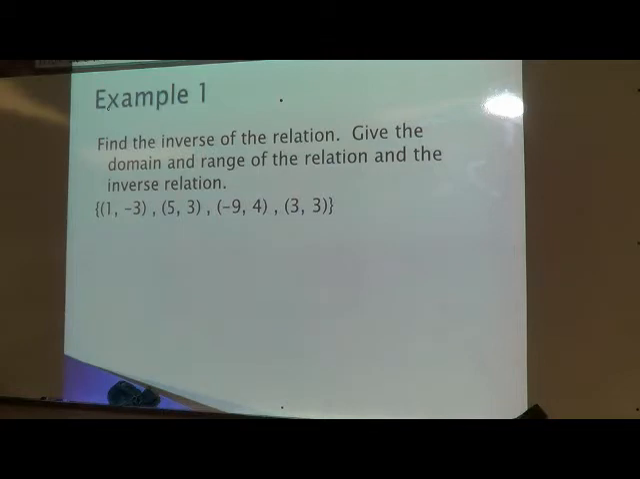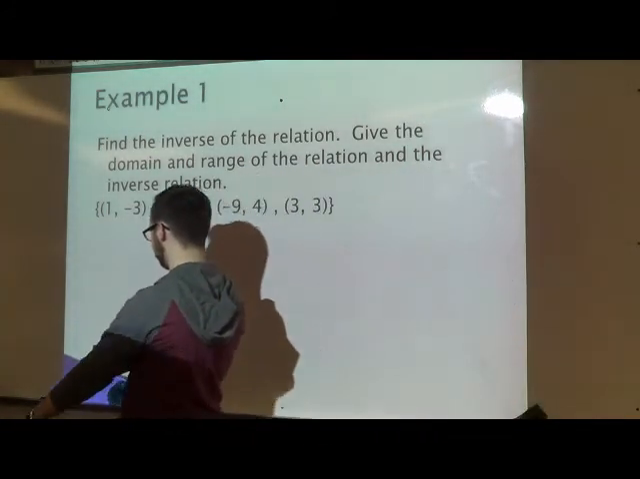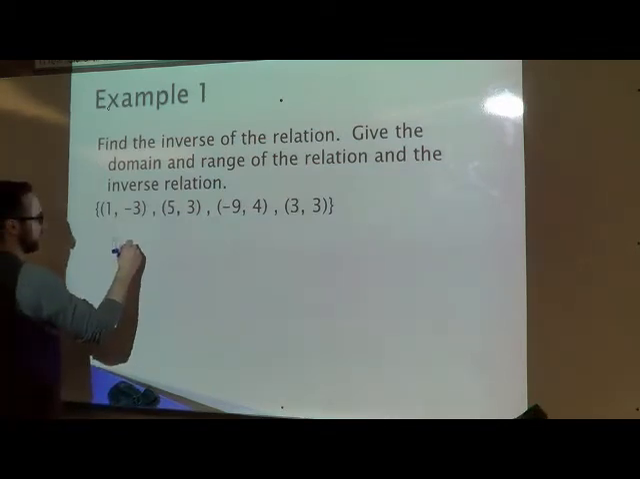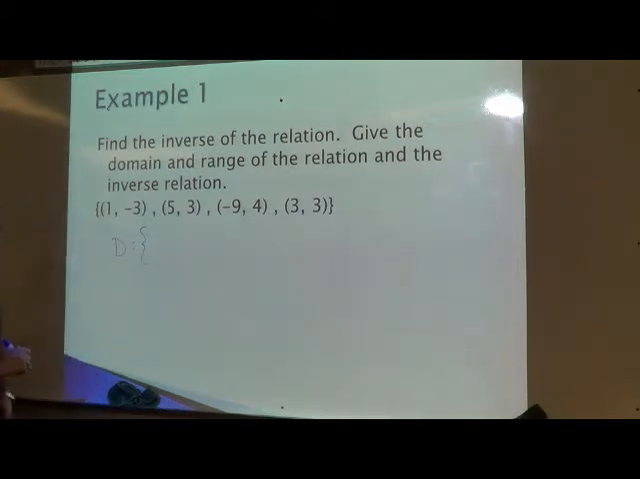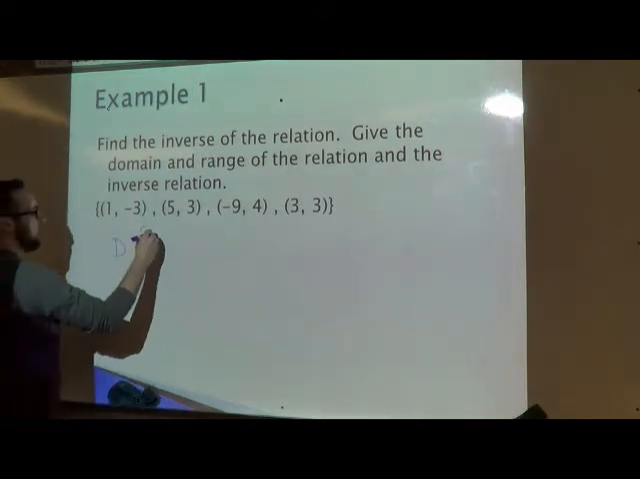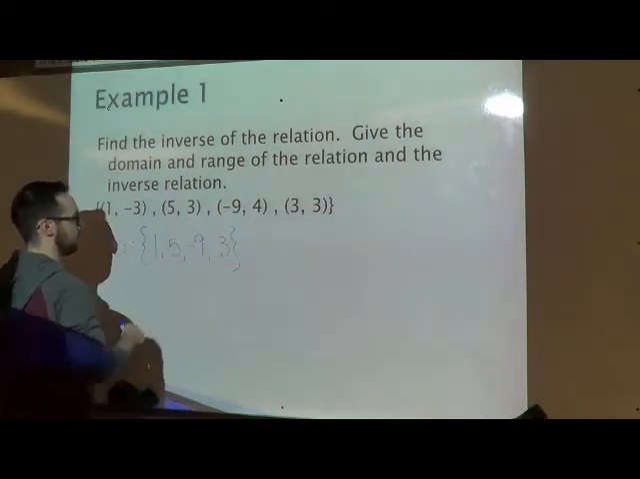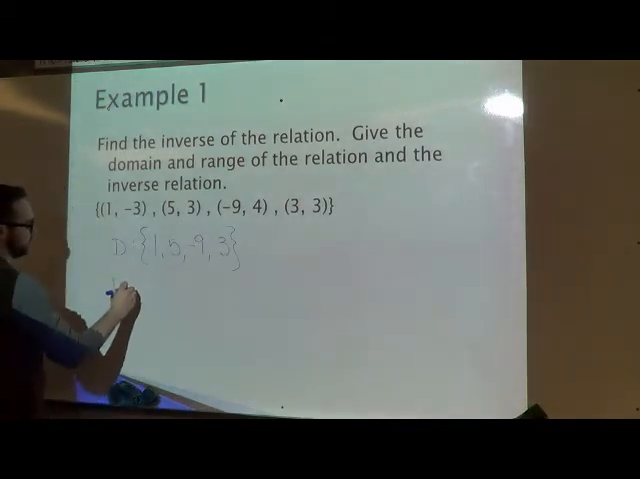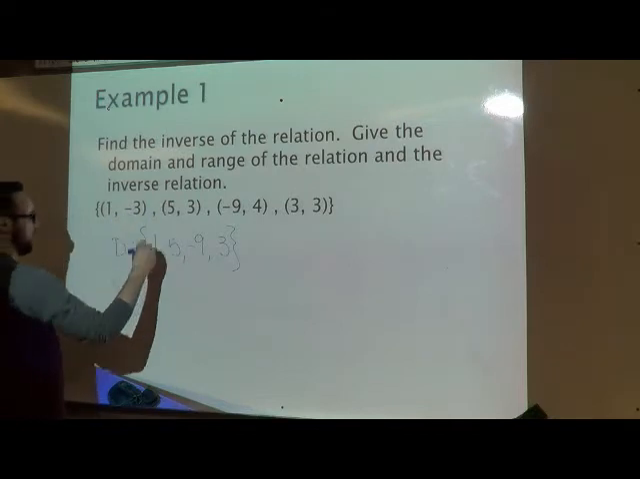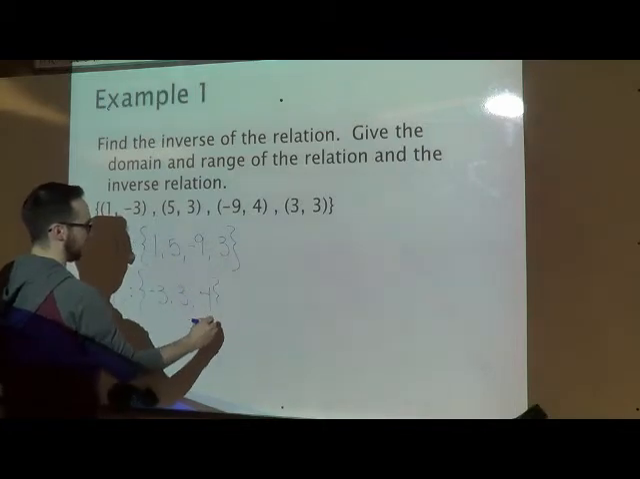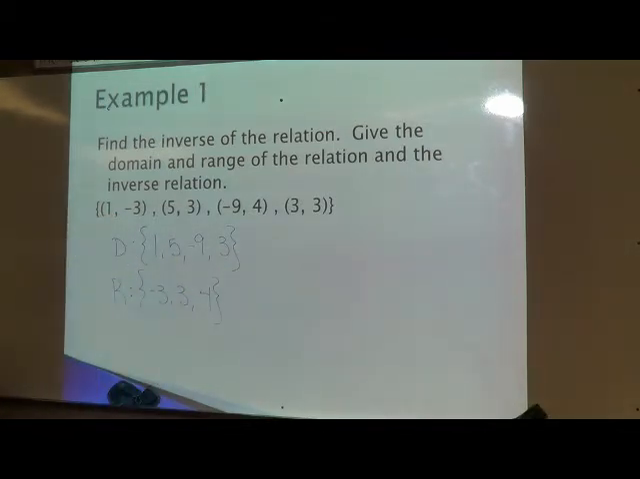They give us this relation and want us to give the domain and range of the relation and the inverse relation. So let's go through it. First, I want to give the domain of the relation as it is. The domain, remember, is just all of your x values, so we're going to have 1, 5, -9, and 3. Then the range of that relation is just all the y values: -3, 3, 4. Remember, we don't have repeat values, so I leave them out. There are only 3 different values there.